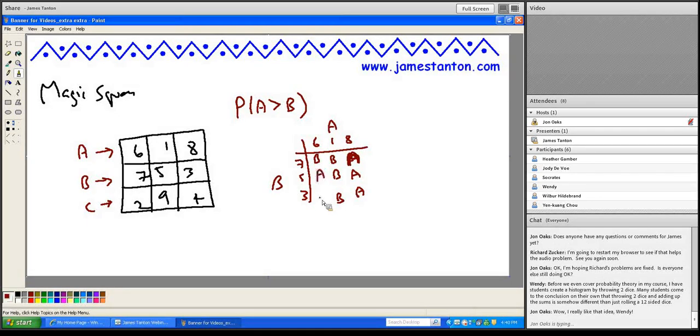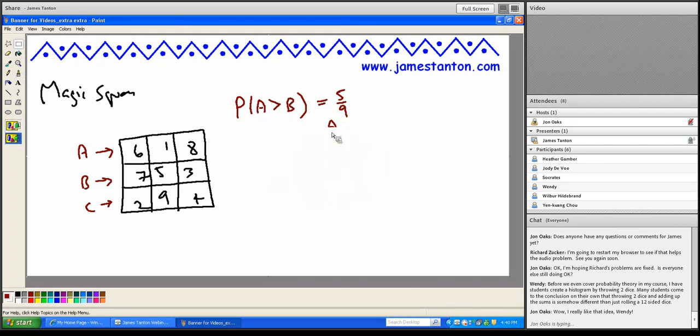All right, let's see. If Albert ever chooses the 1, he's sure enough to lose to Bilbert. And let's see the sixth case. Here, Albert wins. So we see that Albert wins 5 out of 9 times. So the probability of Albert beating Bilbert is 5 ninths.